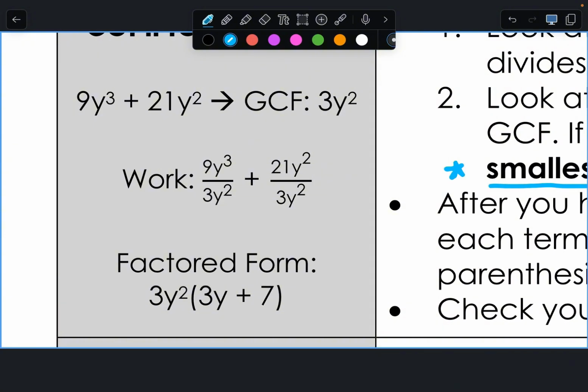We get an expression, 9y cubed plus 21y squared. We find the greatest common factor, and in this case, my greatest common factor is 3y squared. So we take each one of those terms and divide it by 3y squared because that is my greatest common factor. That greatest common factor is what will end up going on the outside of the parentheses. So basically, you are undistributing a monomial, okay?